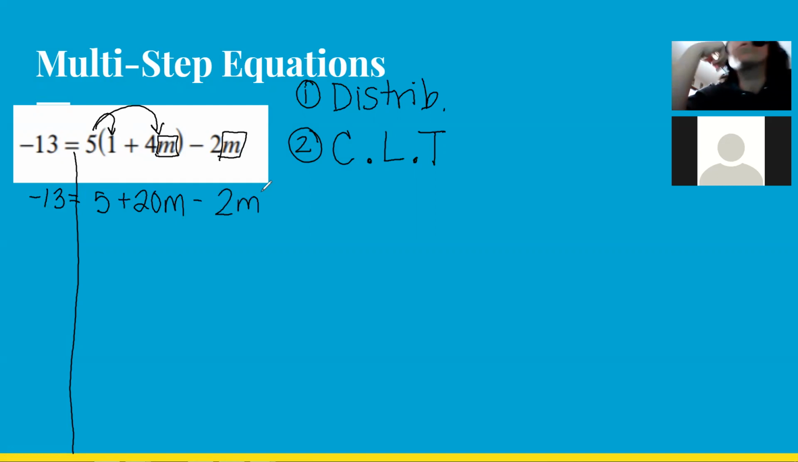Then we're going to do step 2, combining like terms. What do I get when I combine like terms? You'd think it'd be 22, but we actually have 20m minus 2m. And if you looked at it, yeah, we would say 18m. Very good. Oops, I almost wrote 20m again.